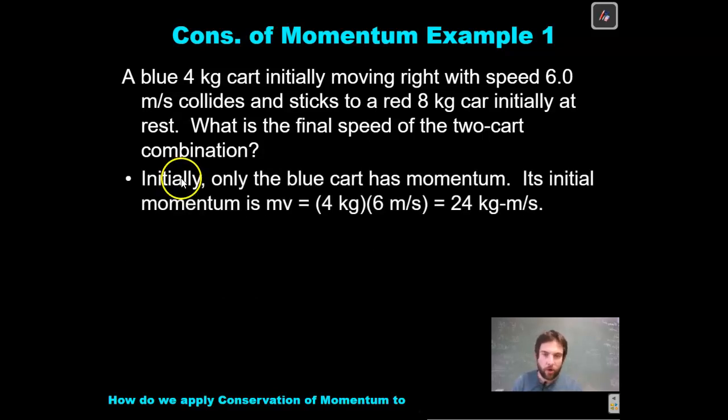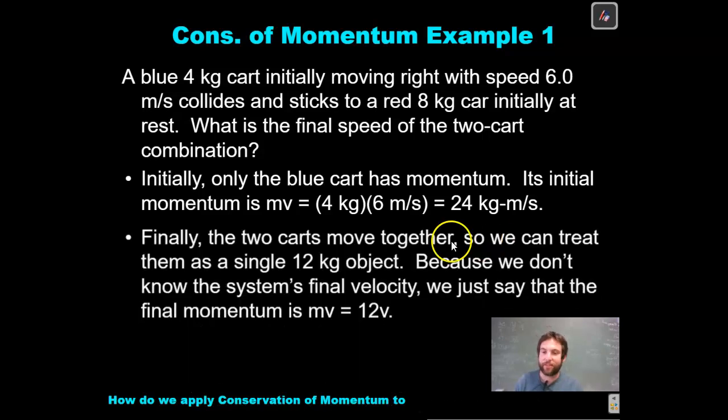Initially, only the blue cart has momentum, right? Because to have momentum, you have to be moving. So if you're at rest, you've got no momentum. So 4 times 6, 24 kilograms times meters per second. We don't have a nice short way to put this, so we can just call the units... Or not. Kilogram times meter per second.